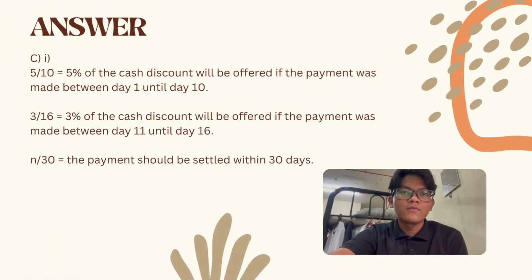Answer for C1. 5/10: 5% of the cash discount will be offered if the payment is made between day 1 until day 10. 3/16: 3% of the cash discount will be offered if the payment is made between day 11 until day 16. And N/30: the payment should be settled within 30 days.